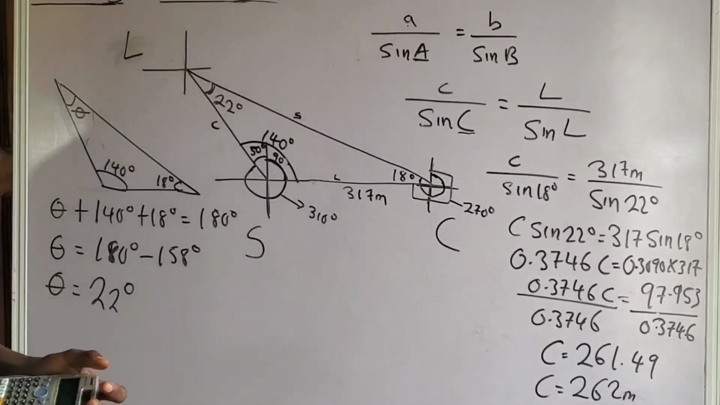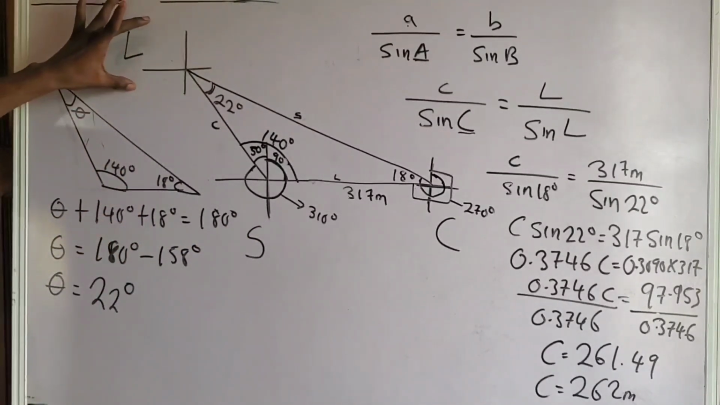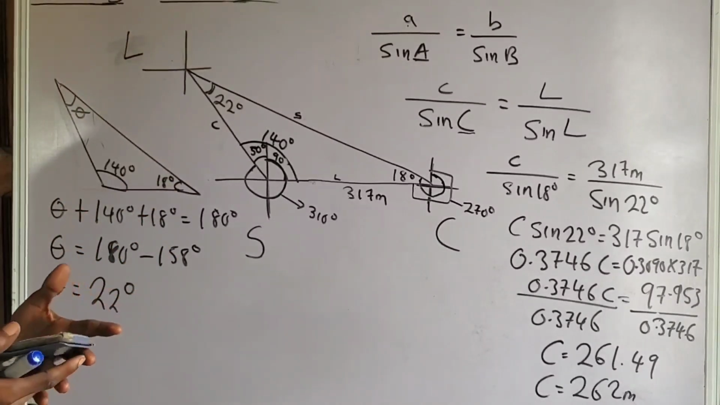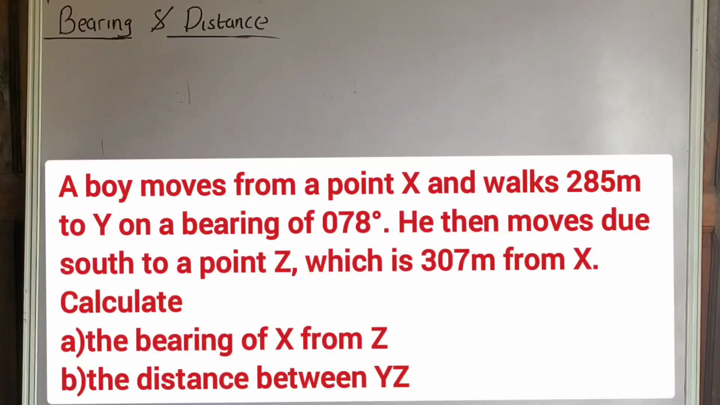You can see that immediately you are able to draw the diagram, the rest of the question becomes simple. Okay. A man moves from a point X and walks 285 meters to point Y on a bearing of 78 degrees. He then moves due south to a point Z, which is 307 meters from X. Calculate the bearing of X from Z.